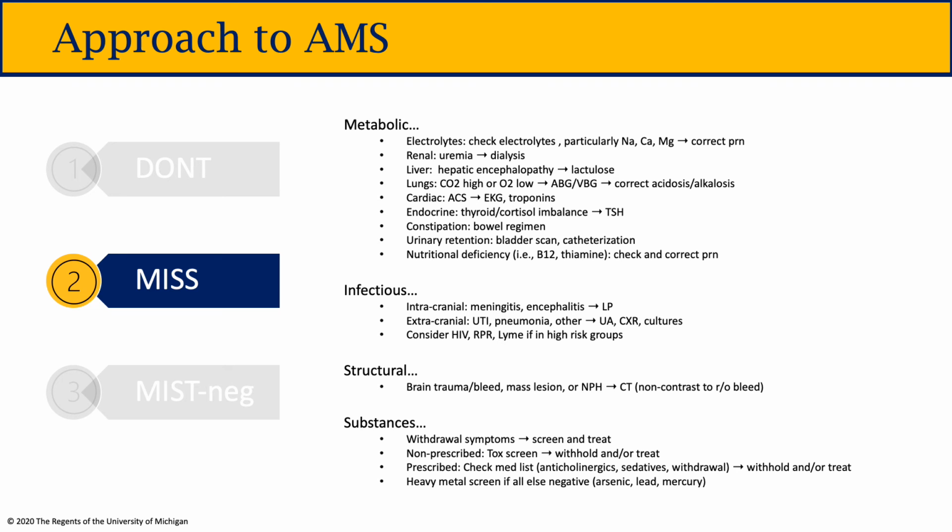The second S stands for substances or toxins, which includes withdrawal, prescription, and non-prescription drugs. Get a urine tox screen to rule out some of these toxins, but keep in mind that some drugs do not show up on that screen.